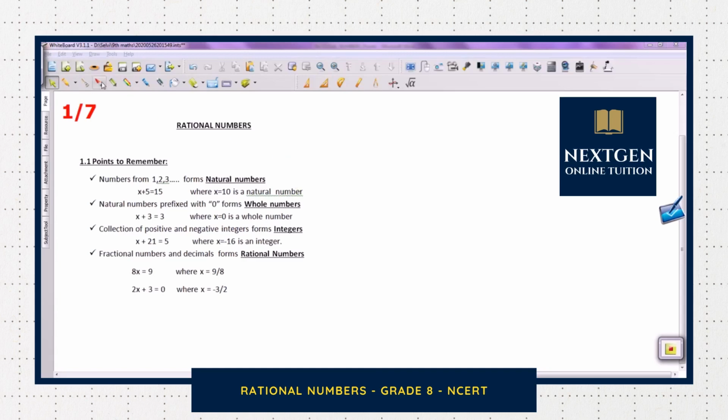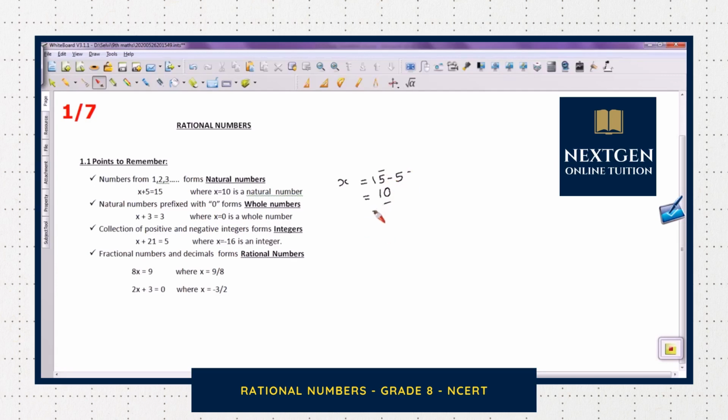When I ask you to find the value of x in x plus 5 equal to 50, what will you do? Obviously, you take 5 to the other side. 15 plus 5 will become minus 5. So, now the value is 10. So, what are these numbers? 10, 15, 5 are all natural numbers.